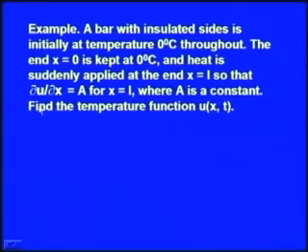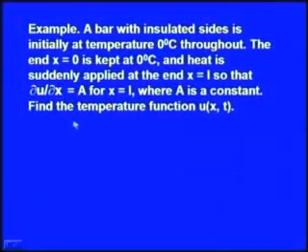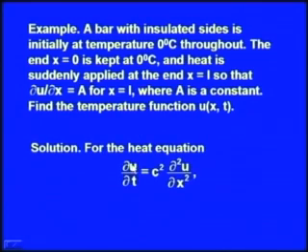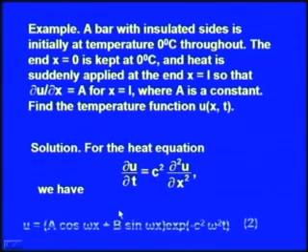So, the gradient is kept at a constant A at the end x equal to L, where A is a constant. We have to determine the temperature function u(x,t) here. Now, let us see how we solve such a problem where the boundary conditions are not as we have taken in the earlier case. Here we are given the gradient instead of the value of u at x equal to L. So, how will we do such a problem?